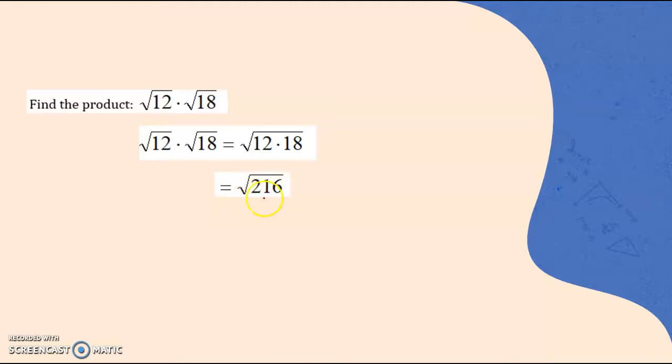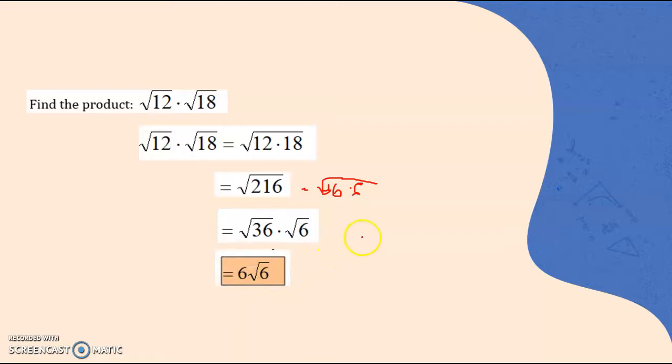Tapos si 216, if you may recall, meron siyang factor na perfect square, si 36 at si 6. No? Tapos pwede mo na yung i-separate, no? So square root of 36 times square root of 6, that's 6 square root of 6. Alright? Another example is this one.